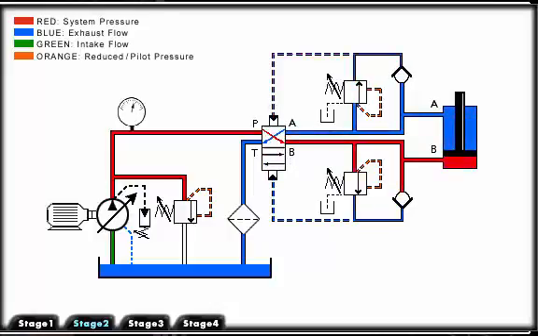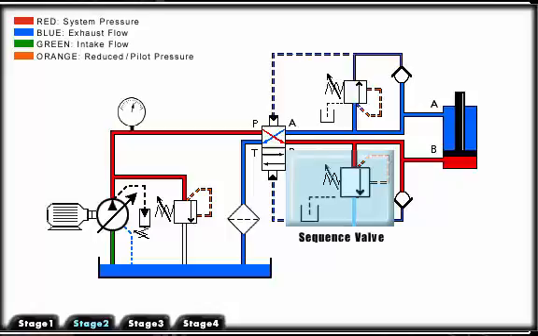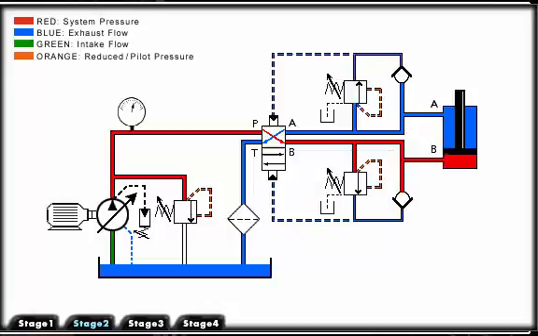Pump flow is now directed to the lower circuit, and the flow here goes to three places. It is blocked at the check valve and blocked at the closed sequence valve. But flow to the B port of the actuator is open. Flow in the port will apply pressure to the piston and extend the cylinder.